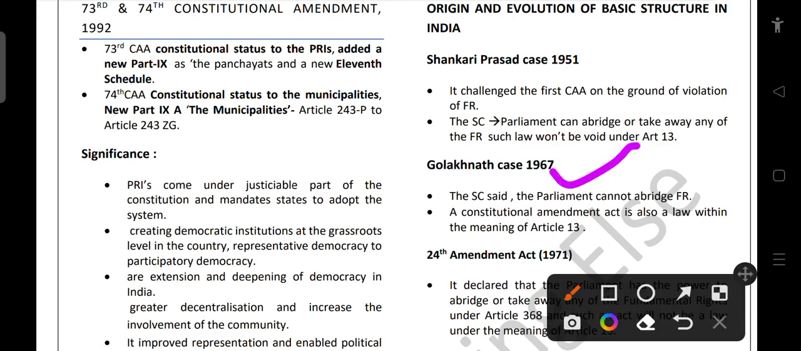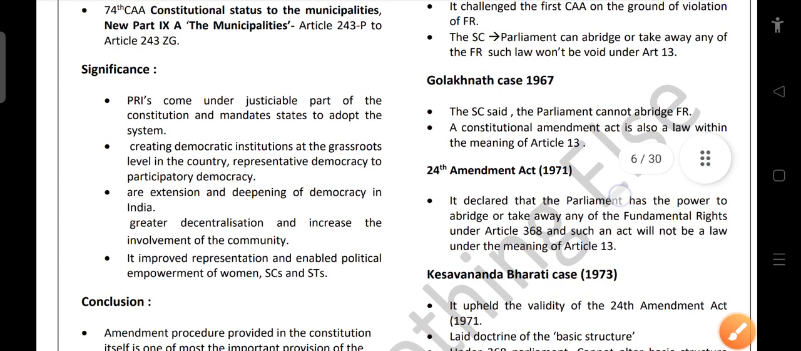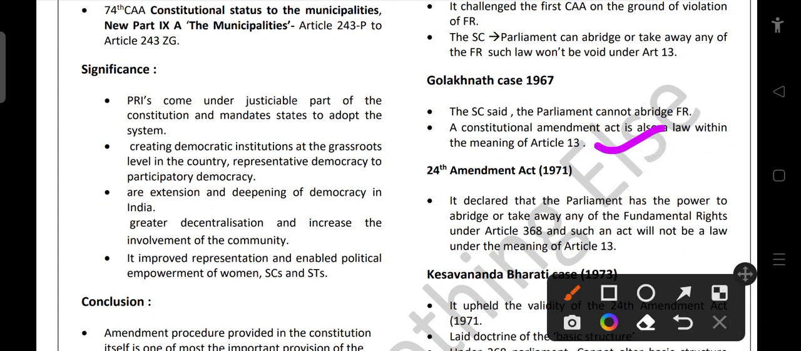Then in the Golaknath case 1967, the Supreme Court said Parliament cannot abridge fundamental rights. So it gave a statement contradictory to the Shankari Prasad case: a Constitutional Amendment Act is also a law within the meaning of Article 13.